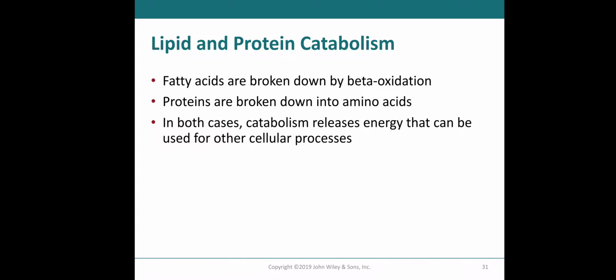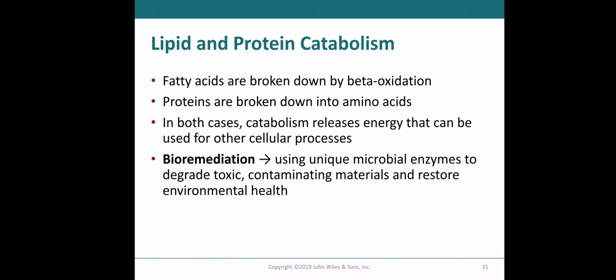Now for the other sources, bioremediation. In the case of microorganisms, bioremediation uses unique microbial enzymes to degrade toxic contaminating materials and restore environmental health. In bioremediation you have organic pollutants, and using the metabolic pathways of microorganisms, you can actually degrade the pollutant. And how does it do that? The pollutant serves as their energy source, as the food for the microorganisms. That is why they become processed and degraded by the organism.